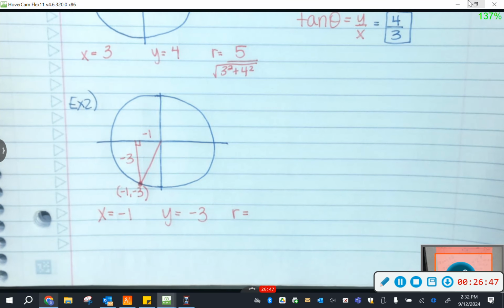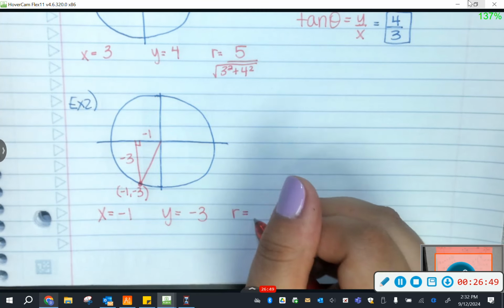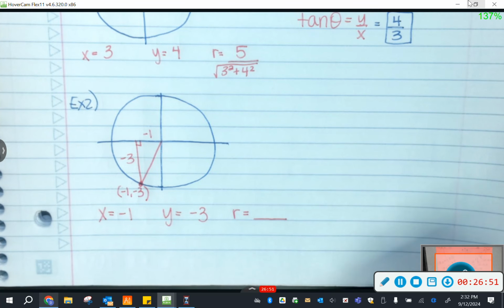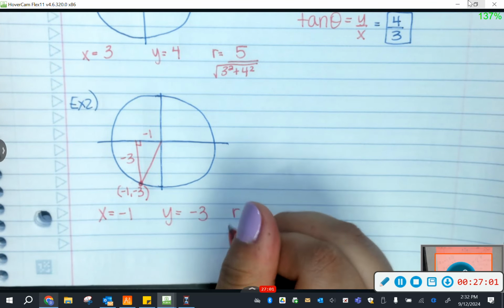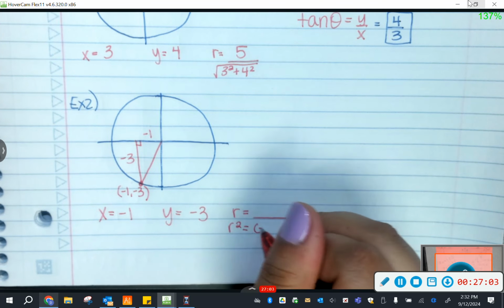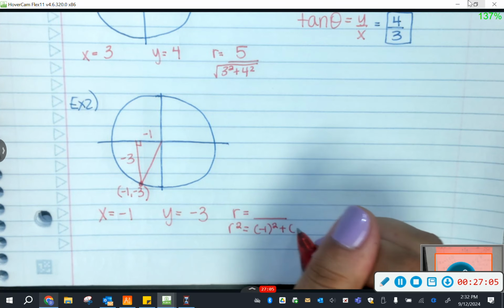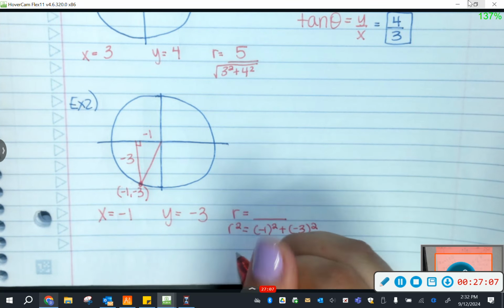Again, how am I gonna find R? Is this a Pythagorean triple? No. So you're gonna have to do R squared equals -1 squared plus -3 squared.